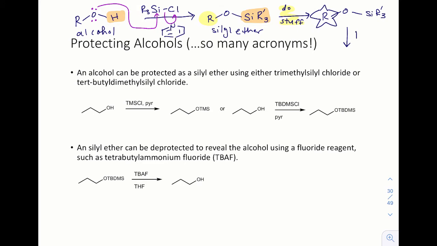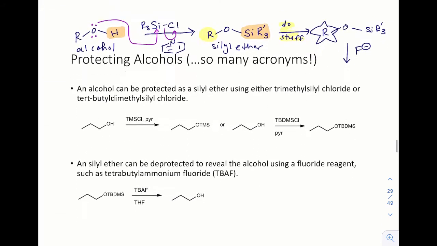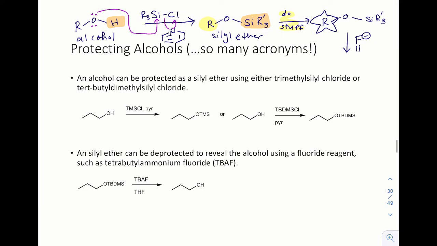How do we remove it? Well, we're going to remove it typically with fluoride. Fluoride and silicon make really strong bonds. So you'll have fluoride and then you'll have some sort of proton source. Let's just put water. Fluoride is going to bond with silicon. It'll do an SN2, displace silicon from oxygen. And then, of course, the proton source will reprotonate the alcohol.